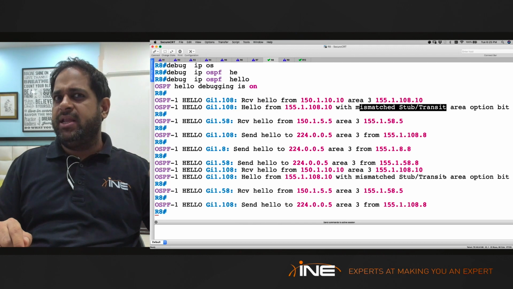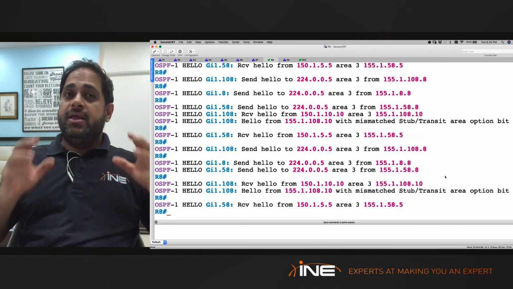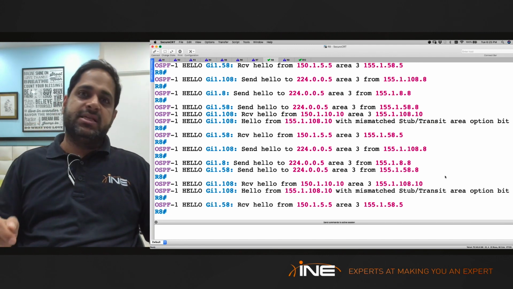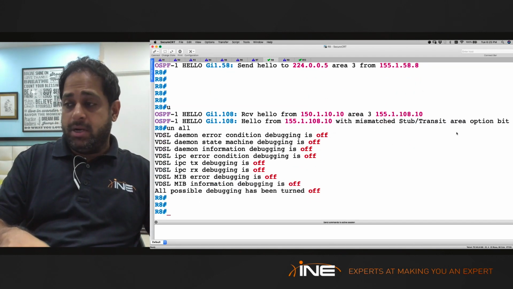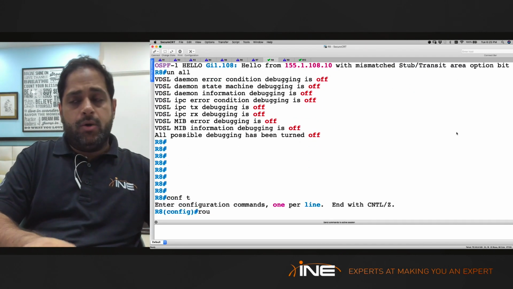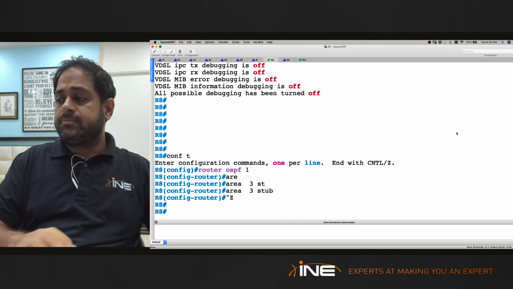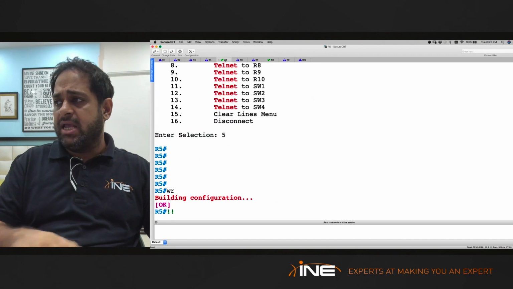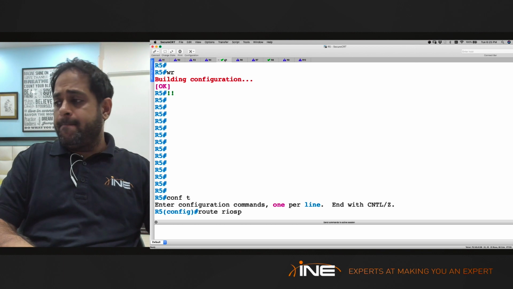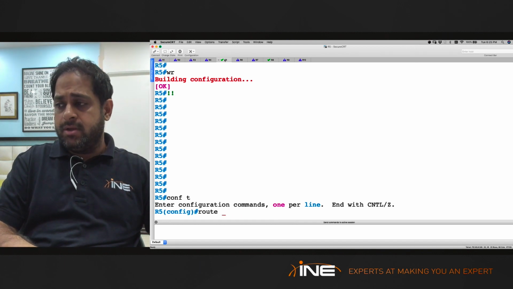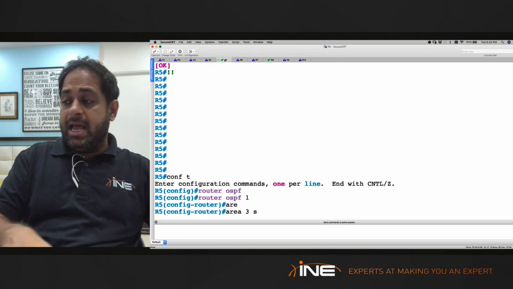You cannot configure area 0 as stub. You cannot have a virtual link going through it. And you cannot configure an area as stub if there's an ASBR present. So I have to go and configure this on all my routers. So on R8 also, router OSPF 1, area 3 stub. And lastly would be R5, where I would do the same thing, router OSPF 1, and area 3 stub.